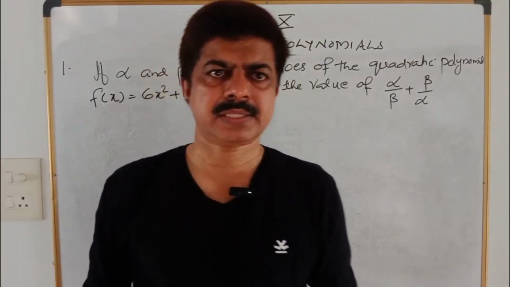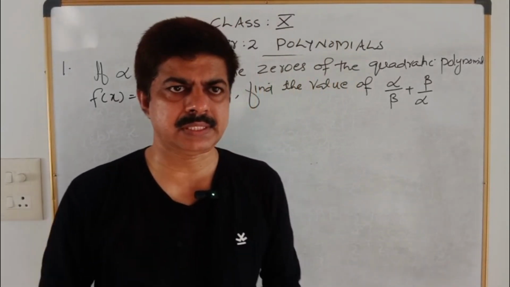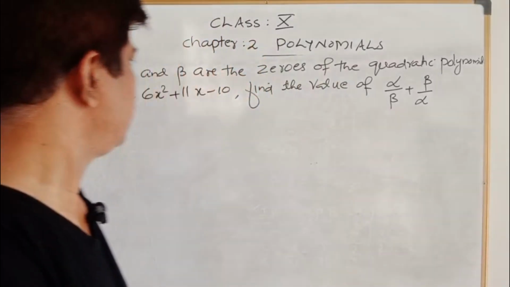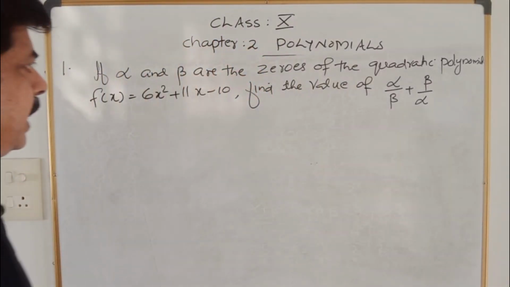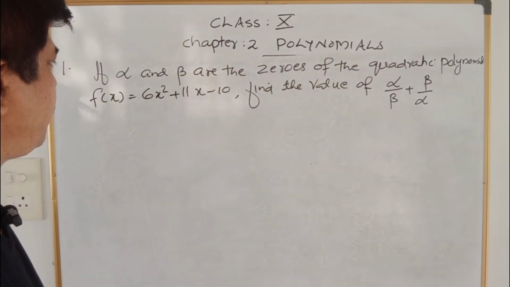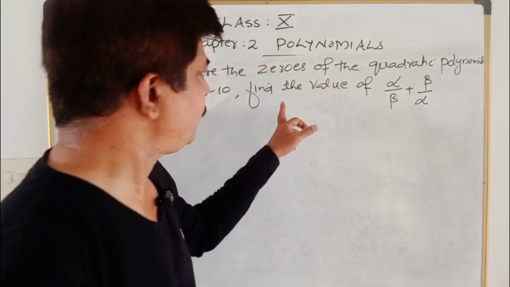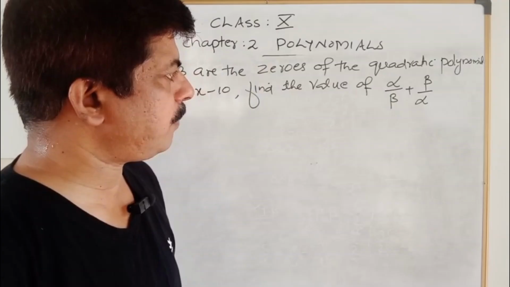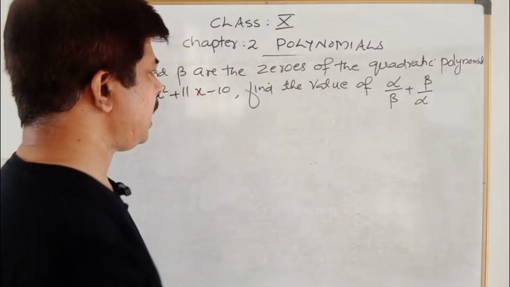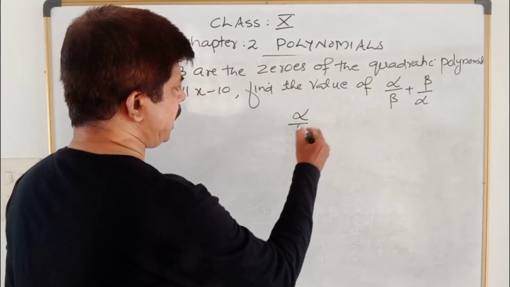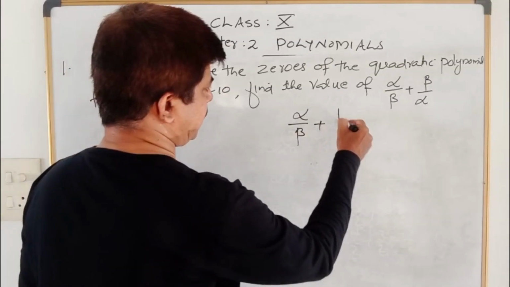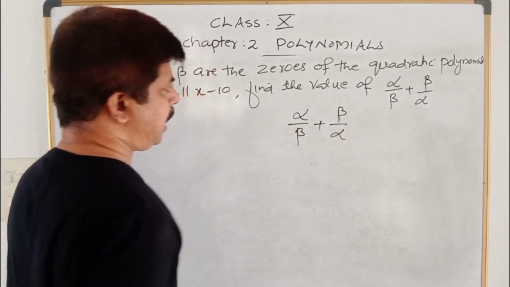Okay, now we will be discussing some long answer type questions, 3 mark, 4 mark questions. This is our first question. If alpha and beta are the zeros of the quadratic polynomial 6x square plus 11x minus 10, we need to find the value of alpha by beta plus beta by alpha.